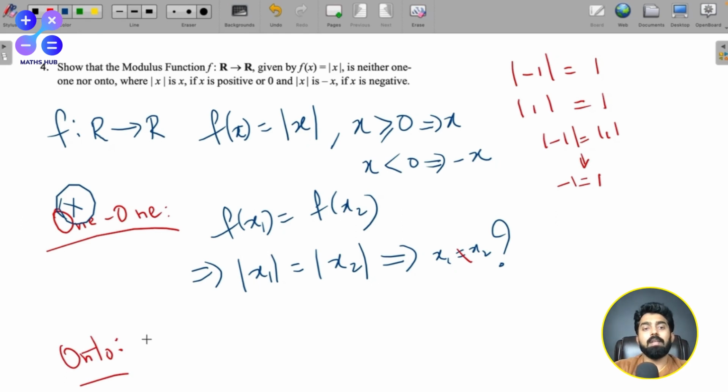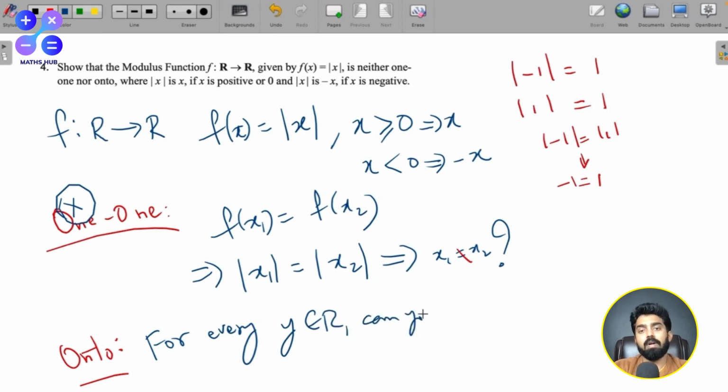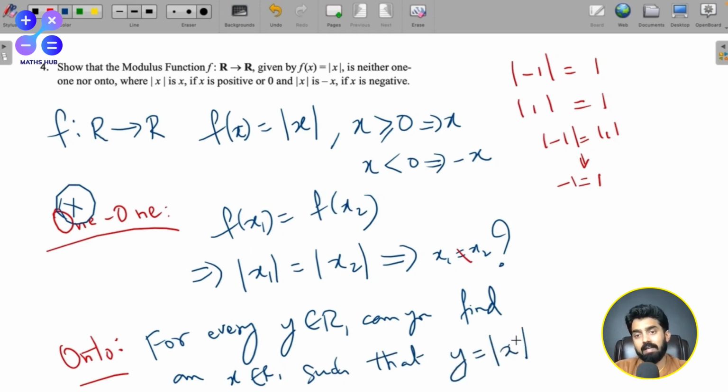For every y that belongs to R, can you find an x that belongs to R such that y is equal to mod x? For every y, can you find? No, of course not, because mod x always returns a non-negative value, right? If it is greater than 0, it returns the same value, or equal to 0. If it is less than 0, it returns the negative of that. So if it is a -1, it will return a 1.